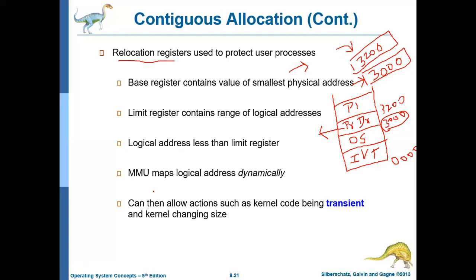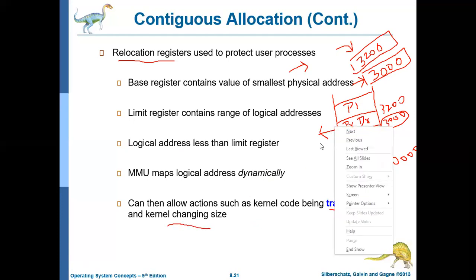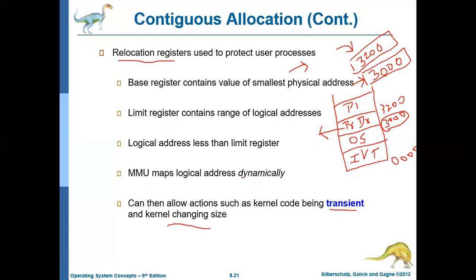This feature of the relocation register allows the kernel, that is the operating system kernel, to include transient programs so that the kernel size can change dynamically. The operating system is nothing but the kernel. So with the availability of the relocation register, the kernel size can change dynamically if there are any transient programs. Transient programs are programs which will not stay in memory permanently. They may come and go. This print driver is an example of a transient program. It may stay for some time and then it may leave.